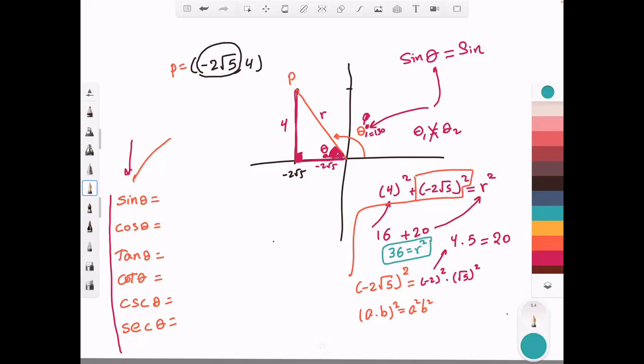And what is r? 6. Positive 6, right? So now that you solve this one, you go back to your note sheets. We learned that sine of theta is opposite over hypotenuse. Opposite of theta is 4, hypotenuse is 6, so 4 over 6. But opposite over hypotenuse or adjacent over hypotenuse is a little confusing.